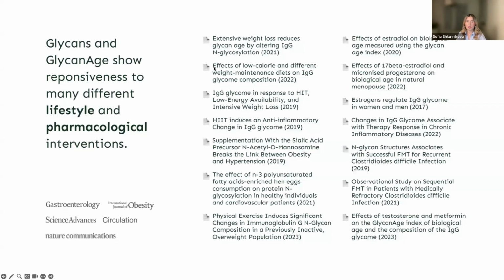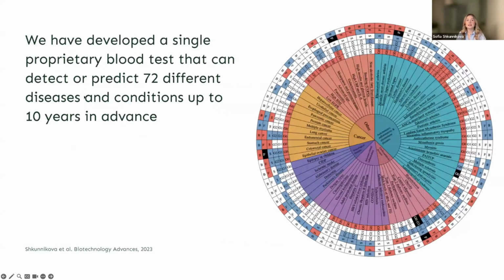You'll see that we've published lots of these different studies, interventional studies, starting from the very basics: diet, weight loss, exercise, different supplements as well, hormone optimization, and we know that glycans respond to all of these. We also know that glycans can predict about 72 different diseases and conditions up to 10 years in advance. And we're actually very lucky because when we say glycans, it is not just one biomarker, it is actually 30 different biomarkers that we're measuring with our test.